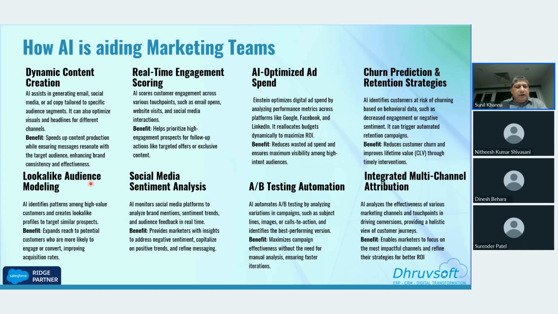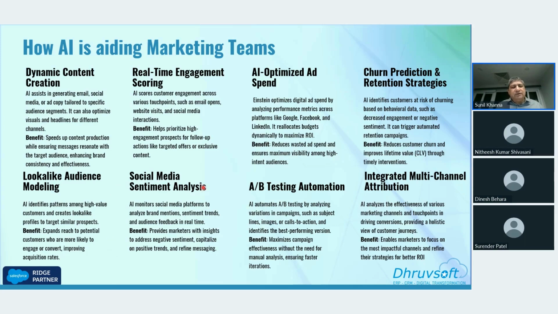Similarly, we can do modeling on the basis of lookalike audiences. So AI can help you segment your customers into different kinds of segments. You can classify your customers in those segments and target similar prospects together with a specific kind of offering. So these are some of the things.